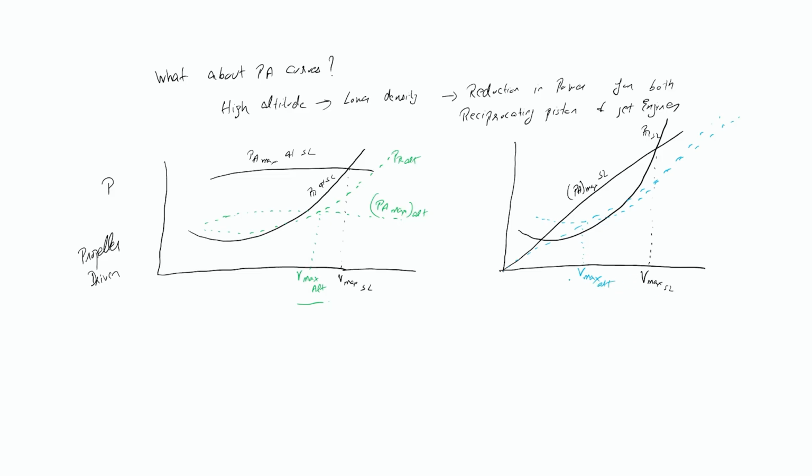All right, now the point to be noted here is the V max varies with altitude. Since the power available reduces, V max varies with altitude. So the aircraft which is flying at the maximum speed at sea level will not be able to fly at the same speed at the higher altitude.